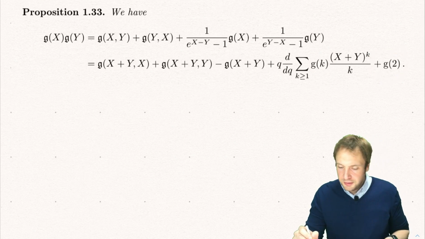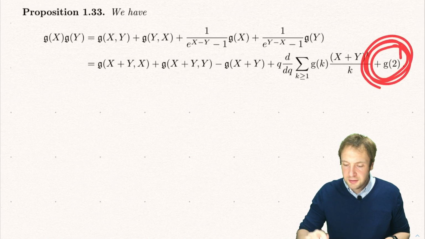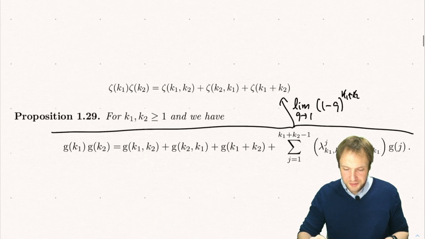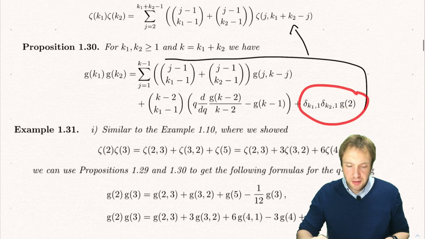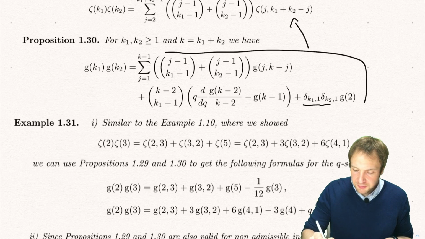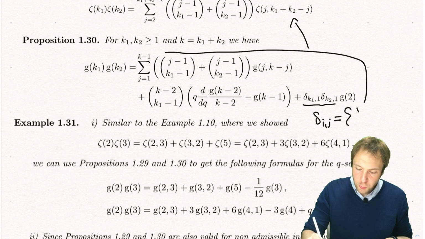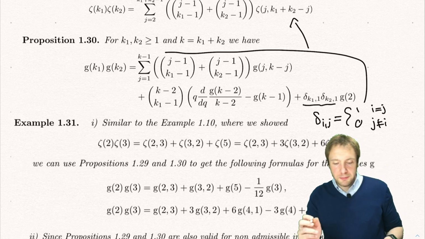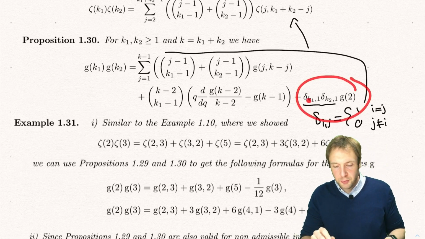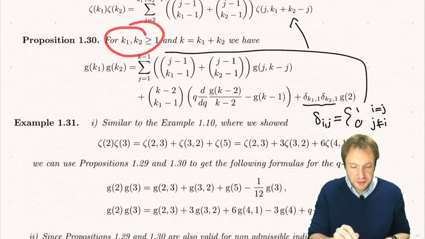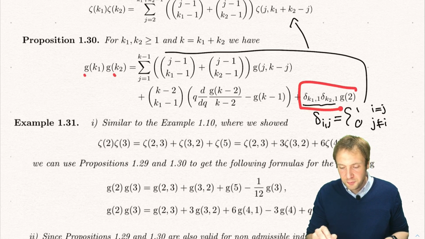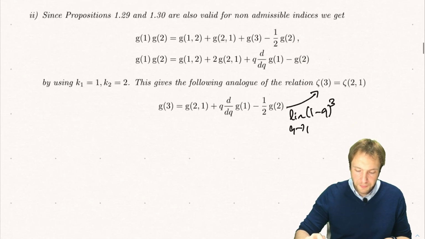This guy here, I will later explain why we have this factor here, where I forgot to say that these are the Kronecker delta. So delta ij is 1 if i equals j, and 0 if i is not equal to j. So this factor here just appears when k1 and k2 are both 1. So if we take this product here of g1 times g1, then we have this extra factor of g2 here.